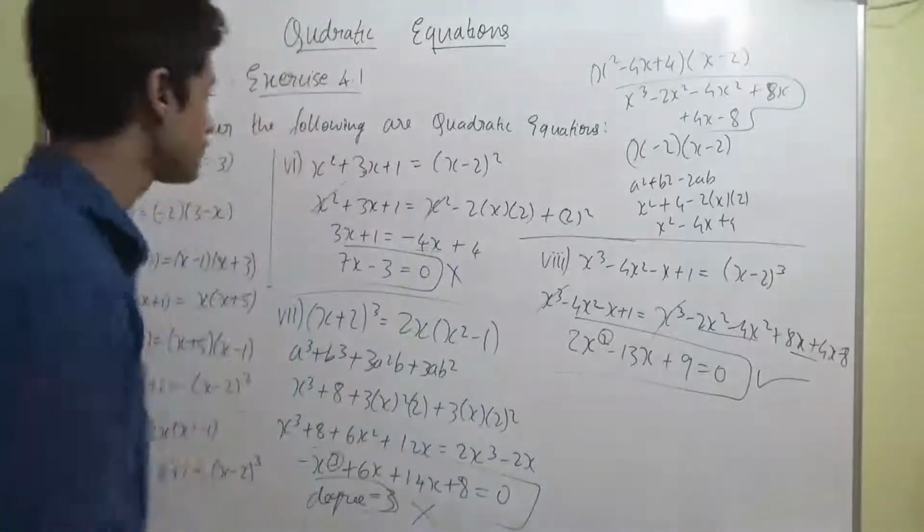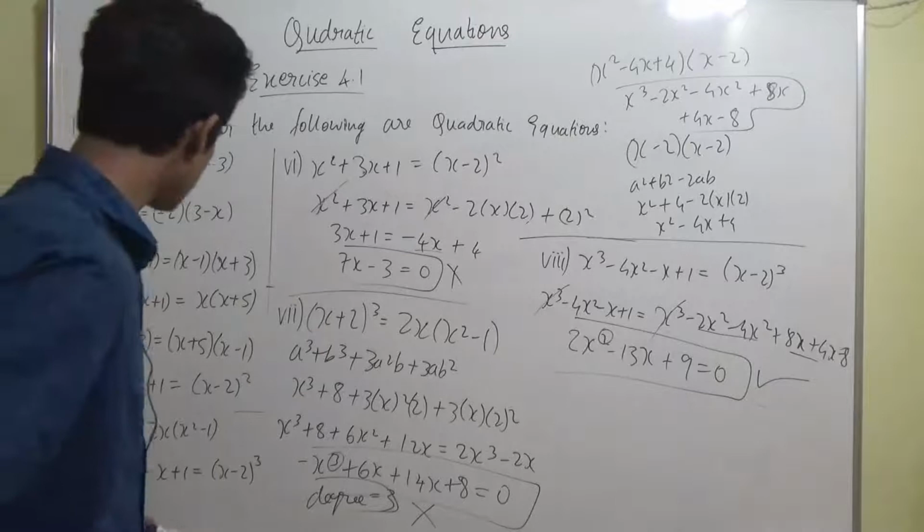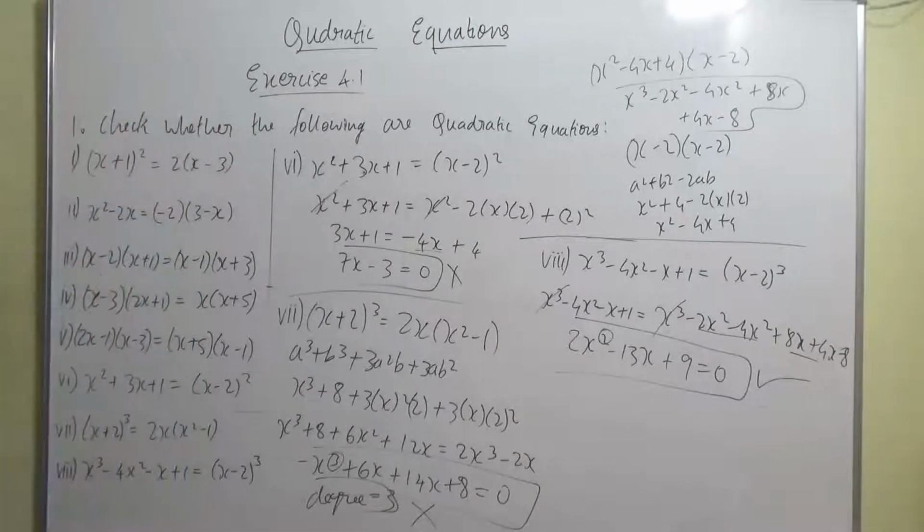Getting it? That's what this whole question was about, guys. You have to simply expand it and then check the highest degree in the equation. If it is 2, you are going to conclude it as quadratic. If not, you will say it's not a quadratic equation. So that's it, guys. Now I'll move aside. You can take the screenshot if you want. After this, let's go to the second question of this exercise.